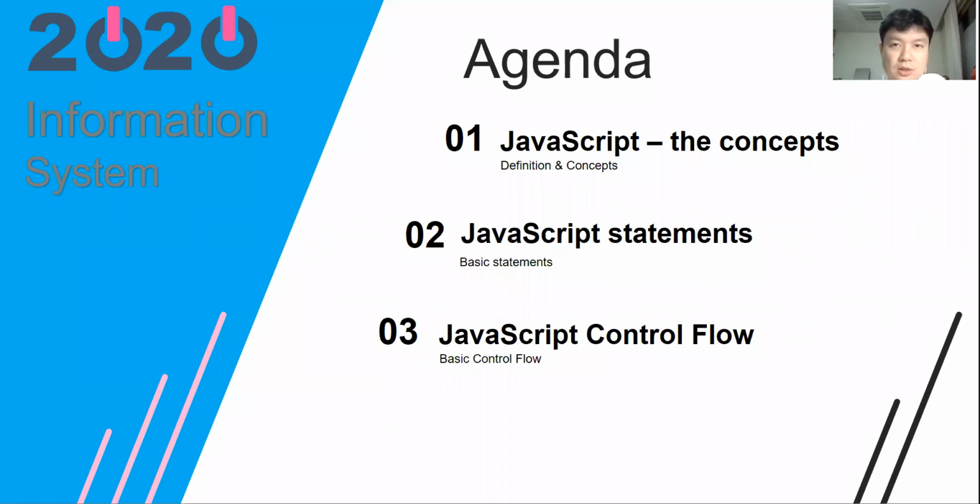So in this chapter, we are going to learn about JavaScript, the concepts, some statements, and the control flow in JavaScript. I think it's related to basic programming. If you are already familiar with JavaScript, I guess this is a good time to review. But if it's your first time learning JavaScript, I think this basic will give you some good ideas how you can apply JavaScript in your project.